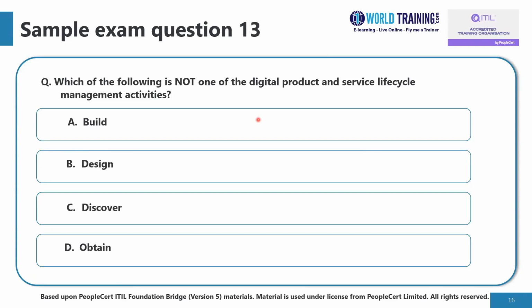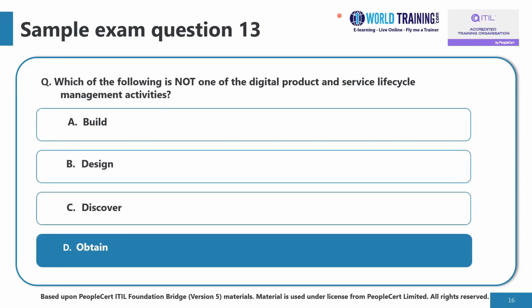Number 13. Which of the following is not one of the digital product and service lifecycle management activities? A. Build. B. Design. C. Discover. D. Obtain. You need to recollect those 8 activities. The correct answer would be choice D because obtain is not one of the lifecycle management activities of the product and service lifecycle.